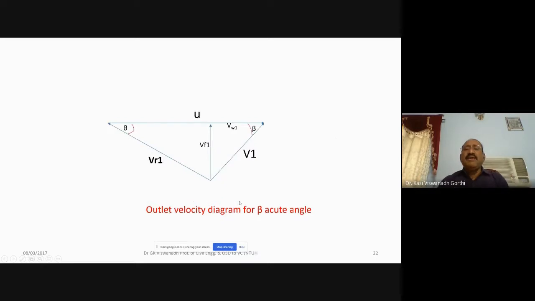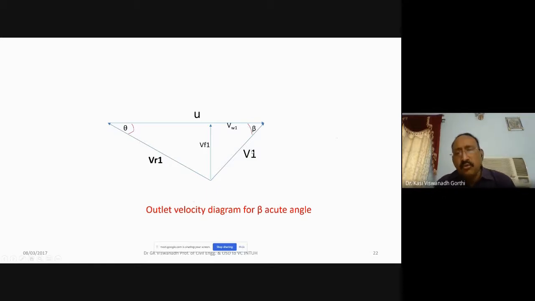The third case is where the value of beta is an obtuse angle. How do you construct this velocity diagram? Now you represent VR1 both in magnitude and direction. After representing VR1, U is represented both in magnitude and direction. It is the velocity of the vane along the x direction, the horizontal direction. Then, as per the theory, the line joining these two points gives you the absolute velocity. So this is the point, and this is the point. If you join these two, you get the absolute velocity, in which case the value of beta is less than 90 degrees, an acute angle.